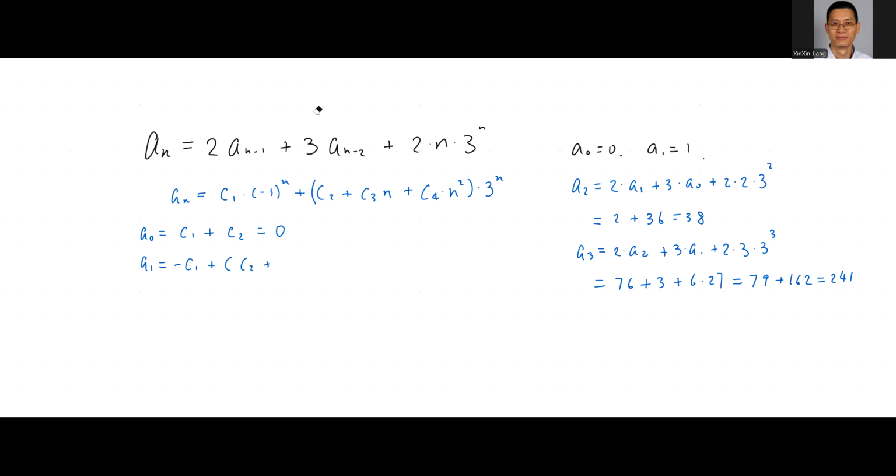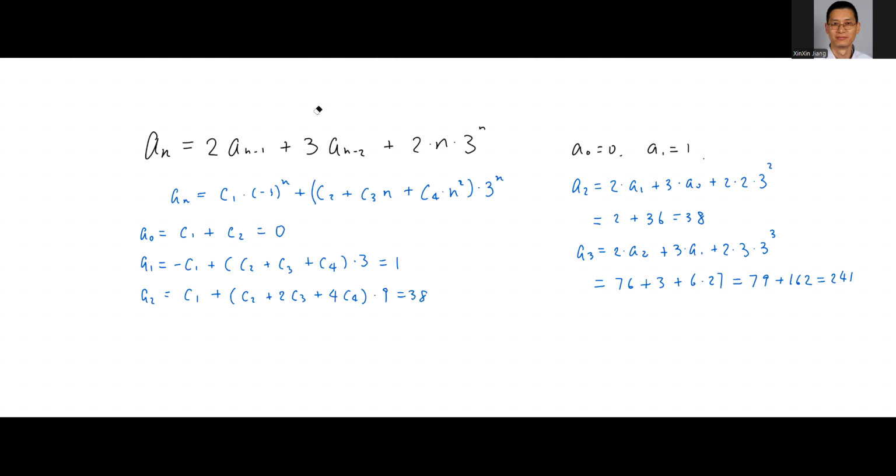you have C3 plus C4 times 3. Okay, 3 to the 1 is 3. That equals 1. All right. And then you have A2 when n equals 2, (-1) squared, you get 1, so you have C1 plus C2 plus 2C3 plus n squared is 4C4 times 3 squared, which is 9, equals 38.